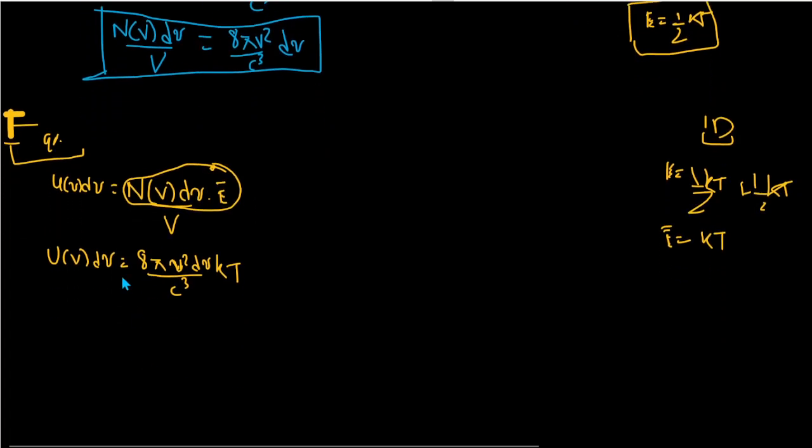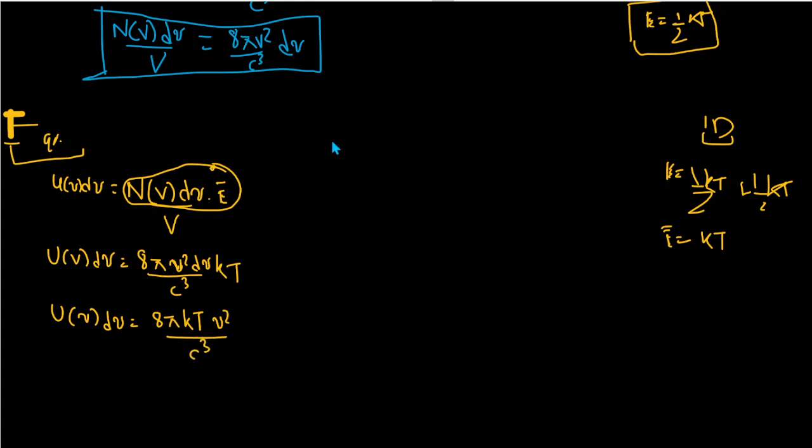Now we are going to rewrite this in a more compact manner, which is U_ν dν = 8πkT ν² / c³ dν. And yes, this is our Rayleigh-Jeans law. Here I've written this in the frequency form. You can write this particular expression and change it into the wavelength form also. And one more term is missing, which is dν.